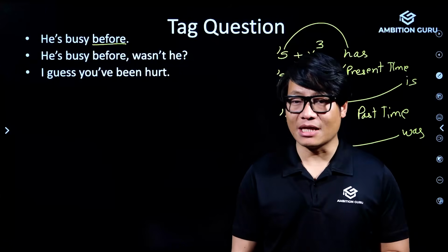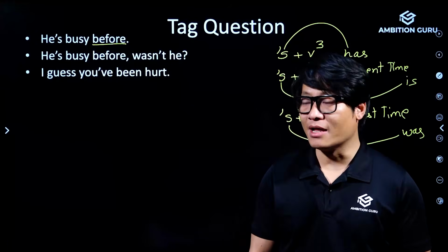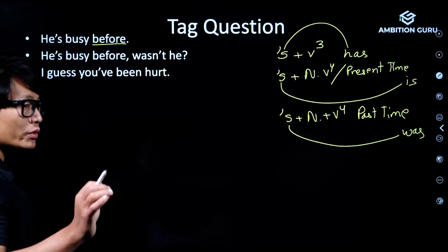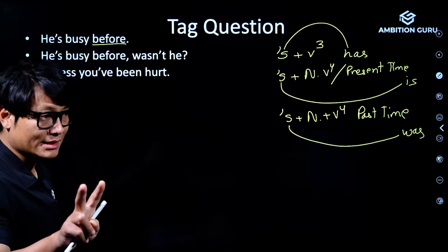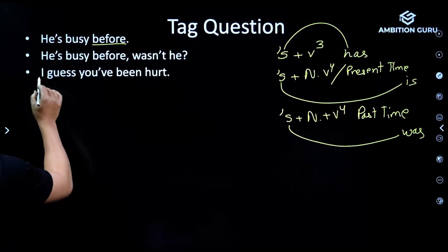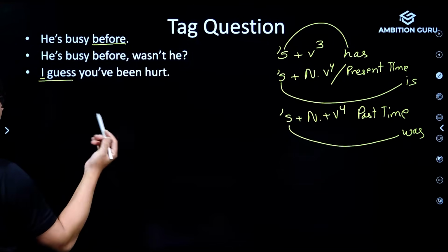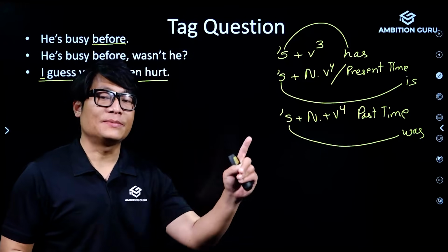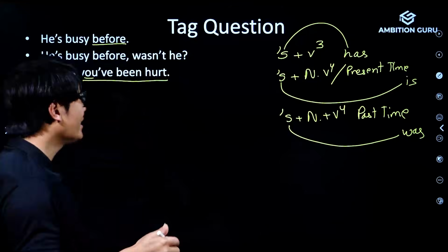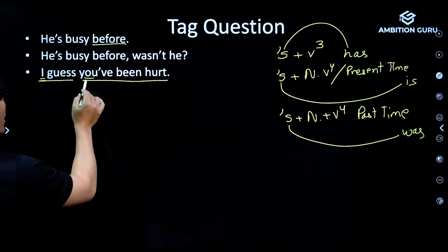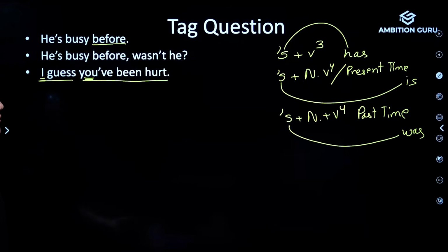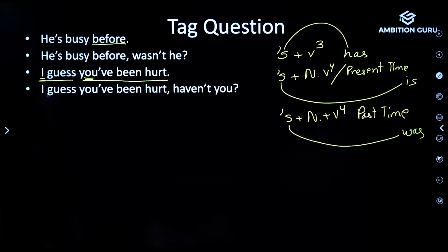Okay, I'm very happy that you have sent me very beautiful answers. So, I guess you have been hurt. Now you need to understand, here are two sentences or two subjects. One is I guess, and next is you have been hurt. When there is a first person and a second person, like I is a first person and you is a second person, we need to focus on the second person. So, you have been hurt. Then the answer is, I guess you have been hurt, haven't you?